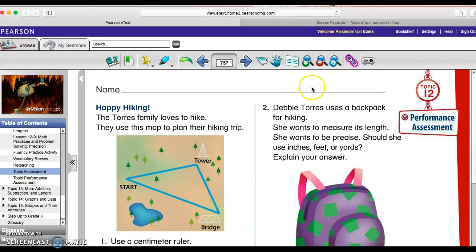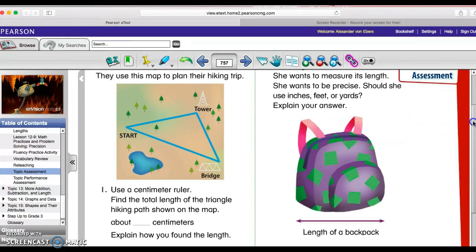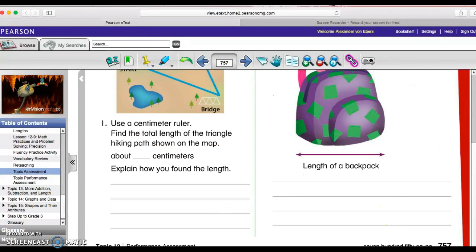Okay. Number 2. Debbie Torres uses a backpack for hiking. She wants to measure its length. She wants to be precise. Should she use inches, feet, or yards? If you're measuring the length across the backpack, should you use inches, feet, or yards? And then explain.